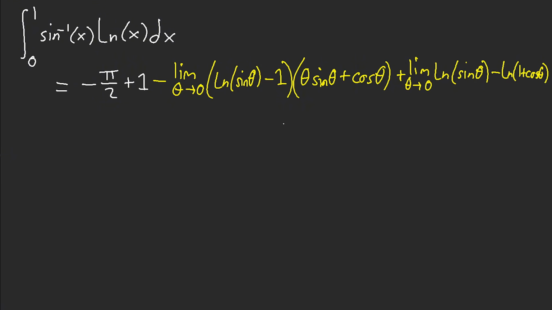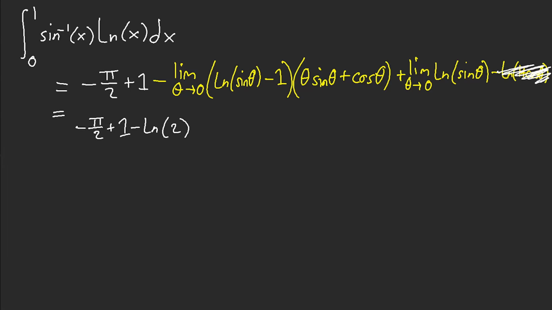Here. Let's just continue. So plugging in 0 here, this is ln of 2, or minus ln of 2, because cosine of 0 is 1, 1 plus 1, 2. So we get minus pi over 2 plus 1 minus ln of 2. So we don't have to deal with this.